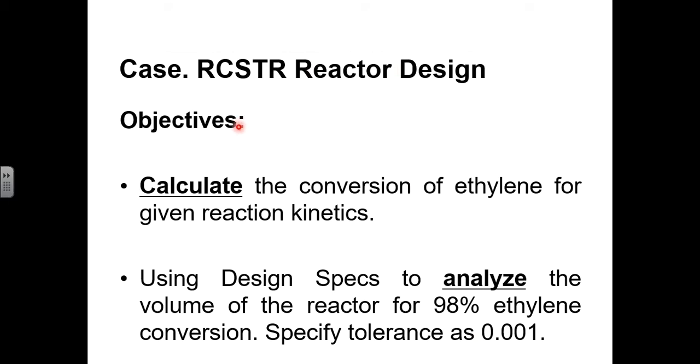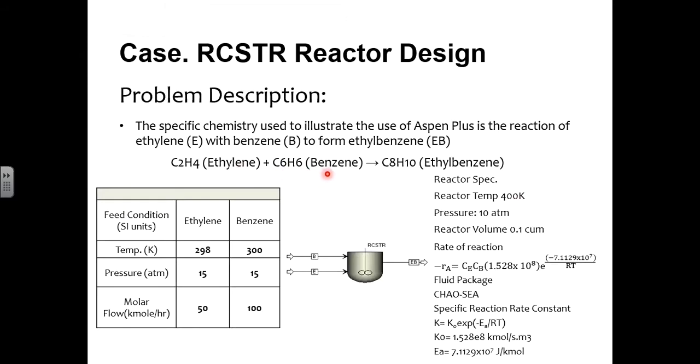So there are two objectives of the simulation. Number one is to calculate the conversion of ethylene for given reaction kinetics. This is the same reaction which we have studied earlier, that ethylene reacts with benzene to form ethyl benzene. So we will use this kinetic data which we have already used in our batch reactor, which was our previous exercise. And for a given kinetic information and the given temperature and pressure conditions, we will see the conversion of ethylene to ethyl benzene. Obviously, benzene is also converting, but the main impact is of ethylene.